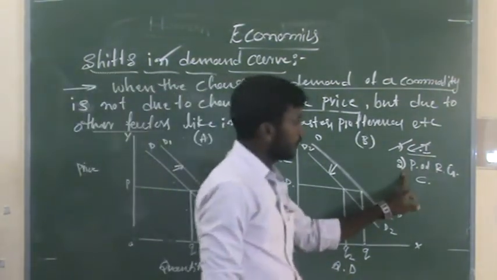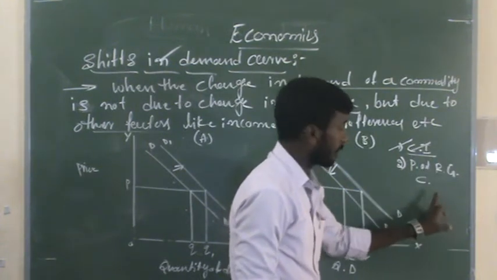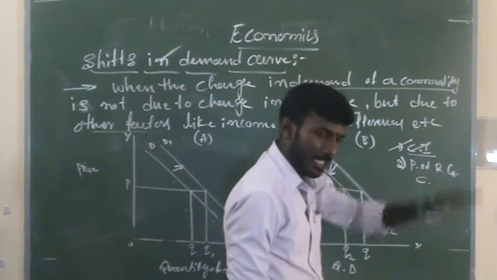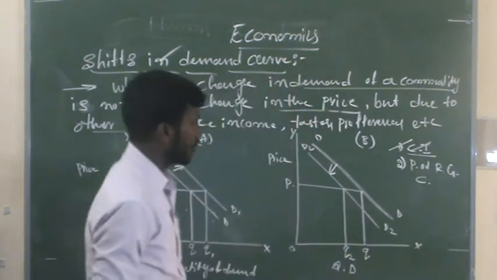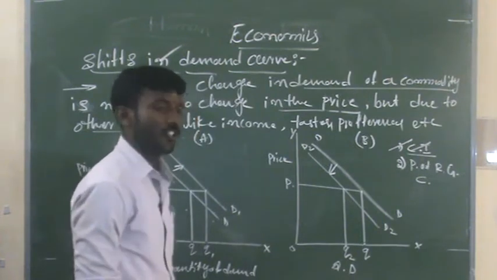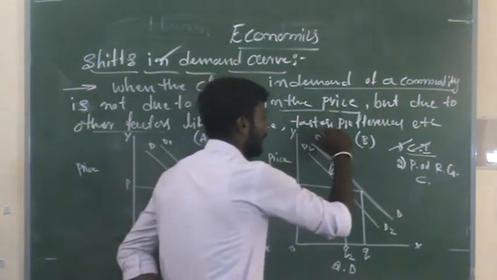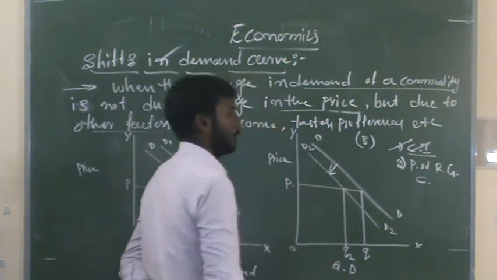And when the price of the related good decreases, the demand for the complementary good also decreases. In this situation, what happens? The demand curve will be shifted downwards, that is leftward, I mean DD to D2, right?